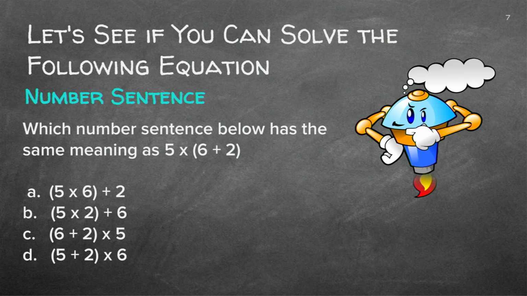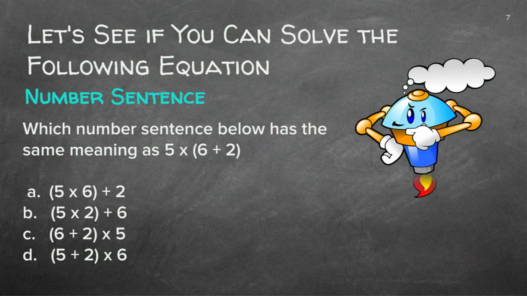Now, the bracket tells me I have to do that calculation first. So 6 plus 2 will be equal to 8. So 5 times 8 will be equal to 40.